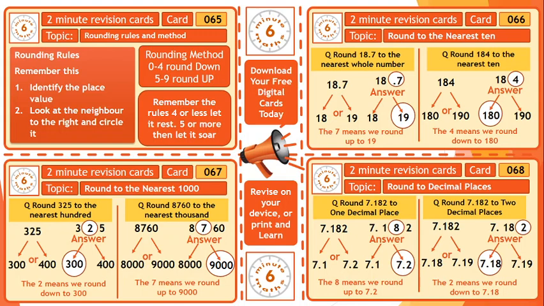Final question, 7.182 to 2 decimal places. So the answer is either going to be 7.18 or 7.19. That's the next one up. So we look at the neighbour to the right. So after 2 decimal places, the next neighbour is the number 2. And the number 2 tells us we need to round it down. Remember that rule, 0 to 4 round down, 5 to 9 we round up. So the answer to 7.182 to 2 decimal places is 7.18.